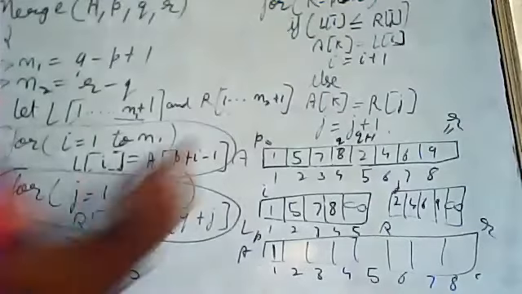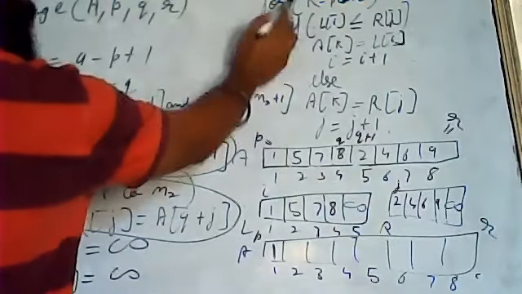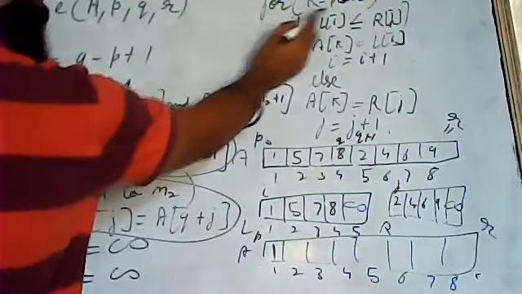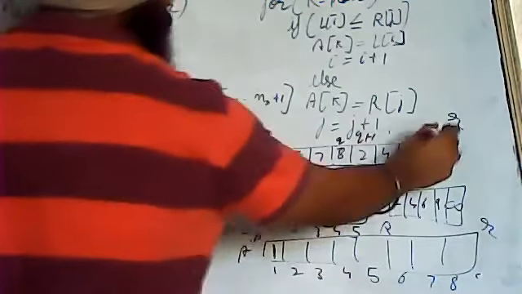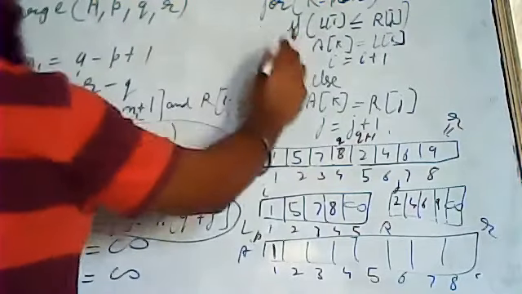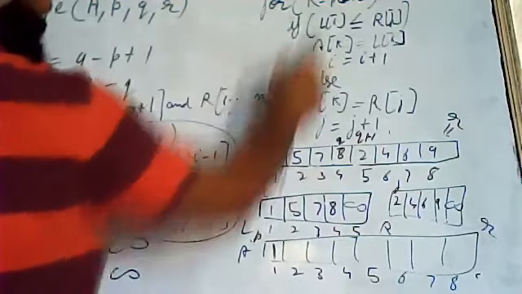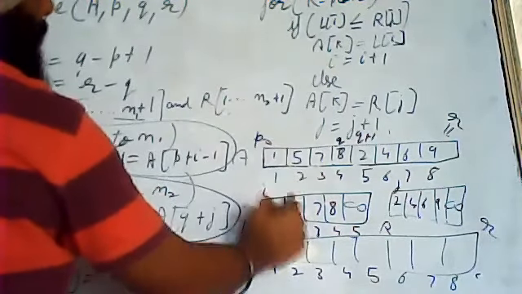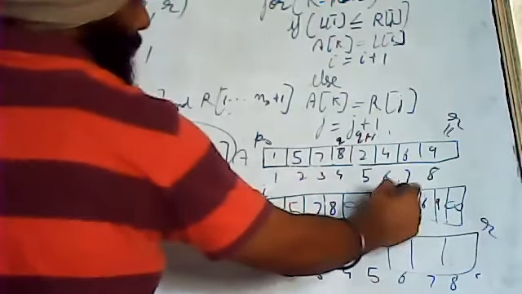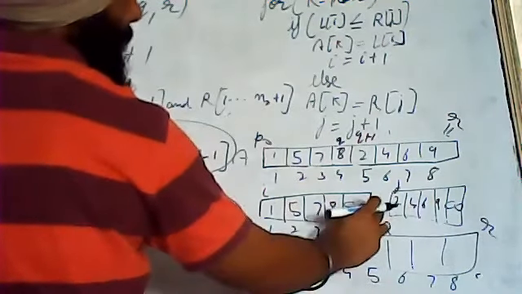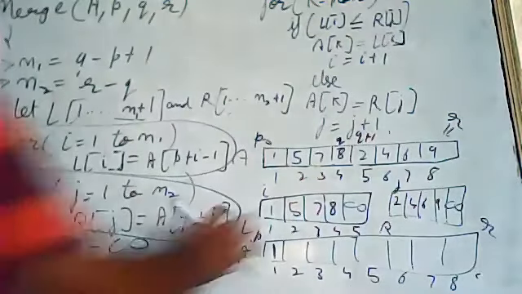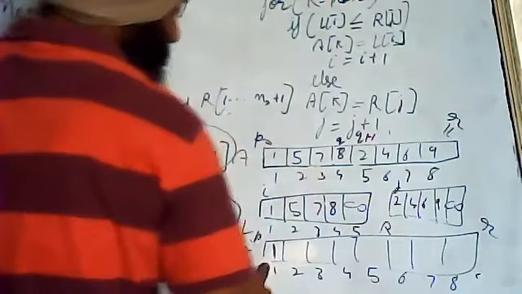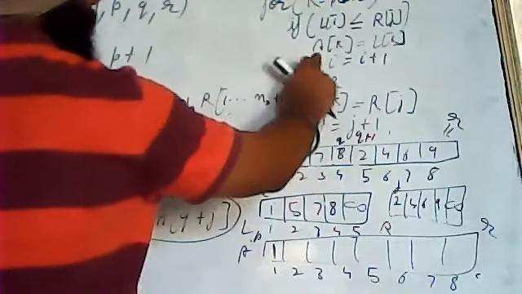Let's see. So we'll copy. I am going to repeat it again. I'll use this K loop from P to R, from starting to ending point. Then I will check if the element present at the first position of the left subarray is smaller than or equal to the element present at the first position of the right subarray. So whichever is smaller, we will copy it in the A of K.